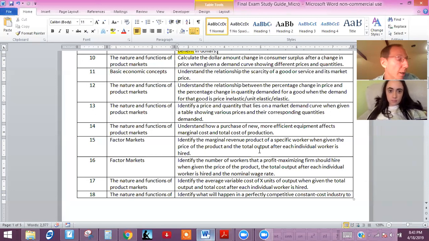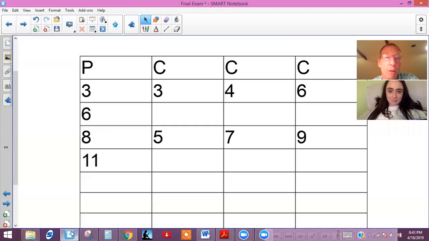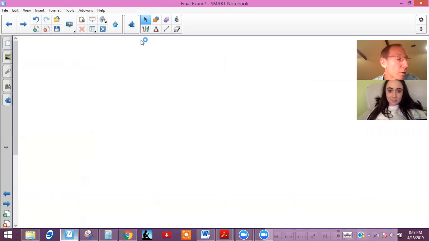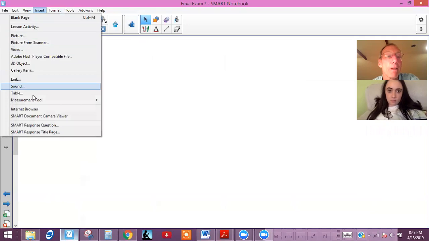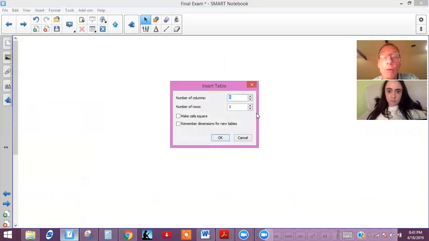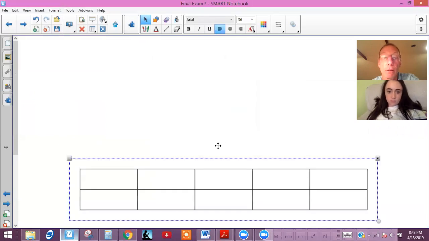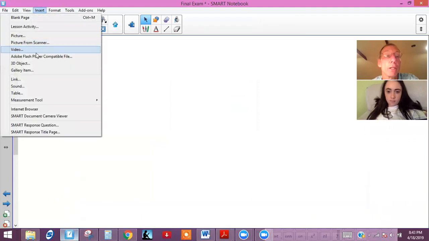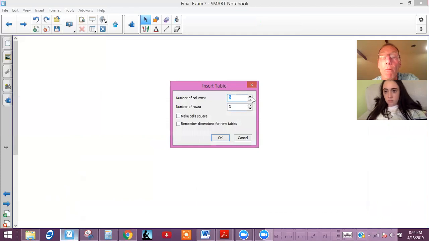So let me show you a table. It's just hard to explain without showing you. So say we have, this is going to be just one. Okay, so I'm going to do this again. Insert table. I need 2 columns and maybe 5 or 6 rows.